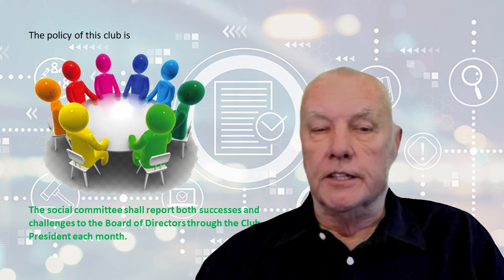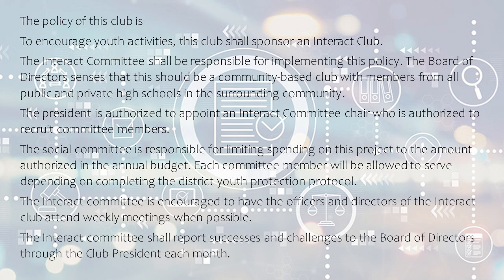There's a lot of other kinds of policies that you have. I talk about a policy that we're going to have an Interact Club, and that you're going to appoint a committee for the Interact Club, and that the Interact Club is not going to be at just one high school. It's going to be a community-based Interact Club. It's going to be for all of the high schools, public and private. And maybe you're going to allow that the budget is going to include some money for this, because budget is policy, and that we want the officers and the directors of the Interact Club to come to our regular meetings and interact with us.